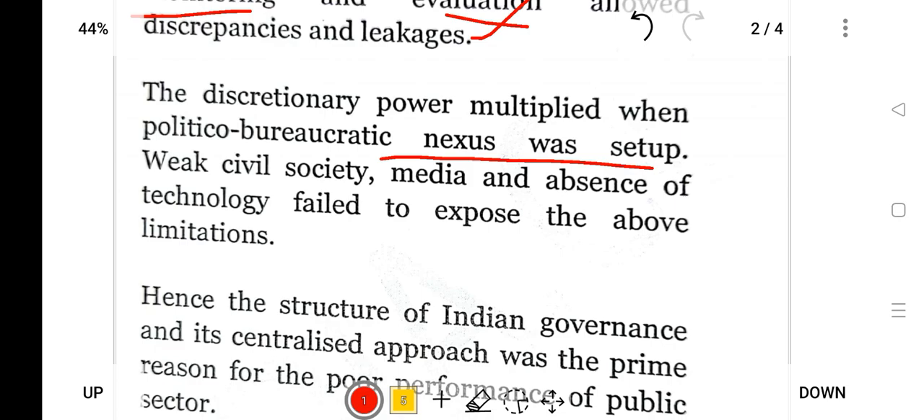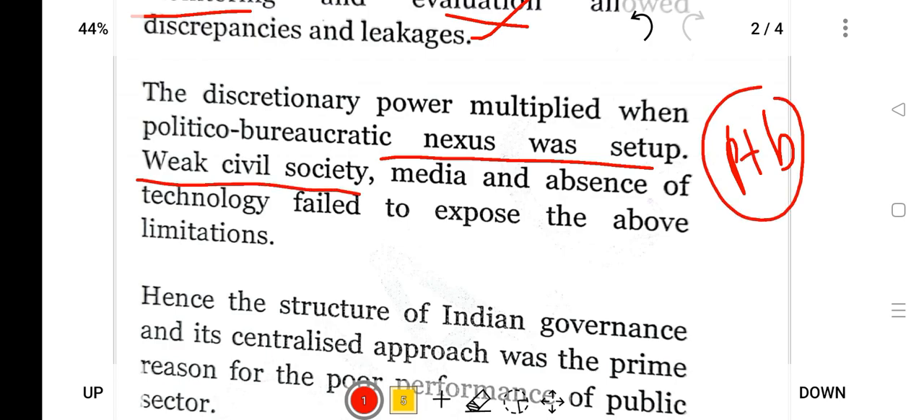That means when politicians and bureaucracy come together, they become the problem. Weak civil society means that the media, social media, newspapers, and others were weak, and the absence of technology failed to expose the above limitations.